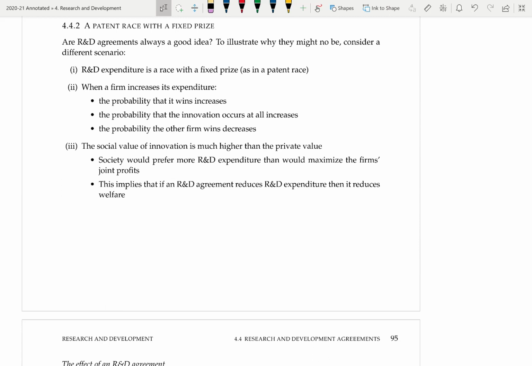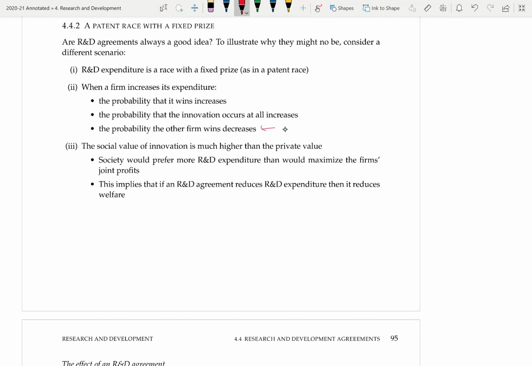So why might investment by one firm have a negative externality on the other firm? Think about an example where the firms are competing for a patent. Only one of them can gain the patent. The firms are spending money on R&D in order to try and win this fixed prize, the patent. When a firm increases its own expenditure, that is going to increase the probability that it wins the patent. It's going to increase the probability of the patent being awarded to anyone, that is, of the innovation occurring.